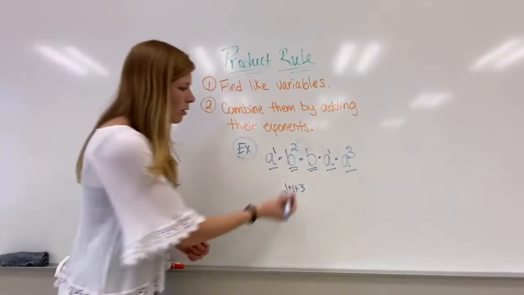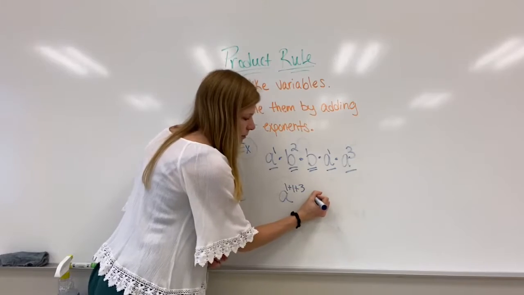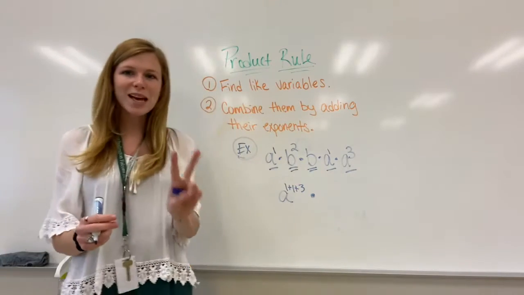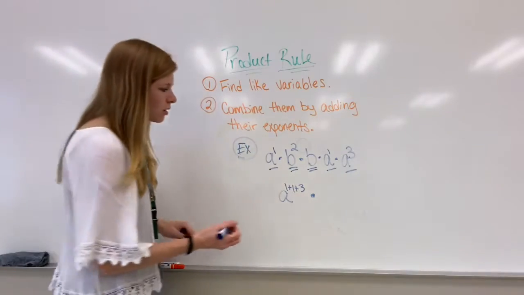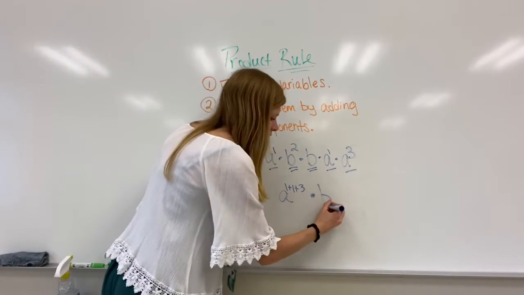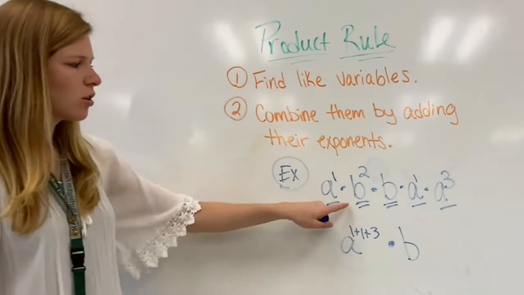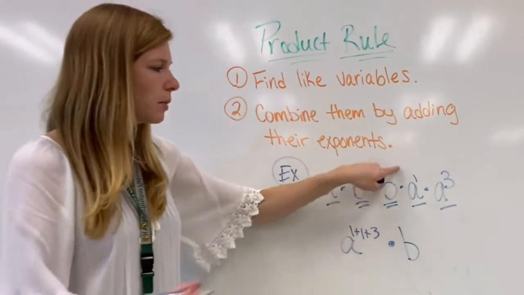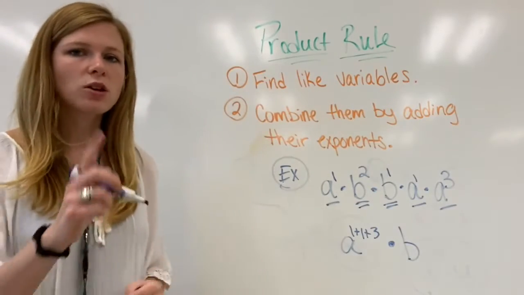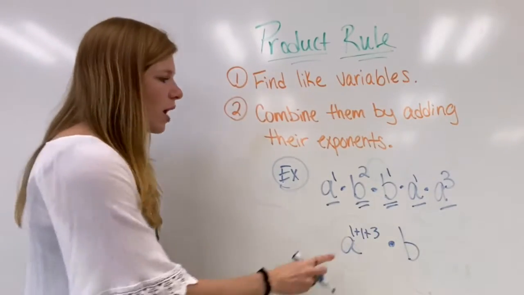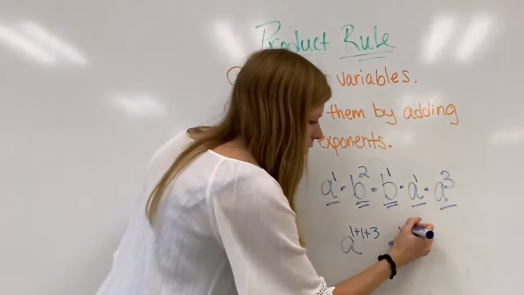Okay, now I'm gonna bring down a multiplication sign, and I'm gonna look at that second variable that I notice is reoccurring. So I have b. I'm gonna bring down that like variable b, and notice, okay, so I have b squared and b to the first. Anytime I don't see that exponent, I know that it's 1. So I'm going to have a 2 plus 1 for the b.